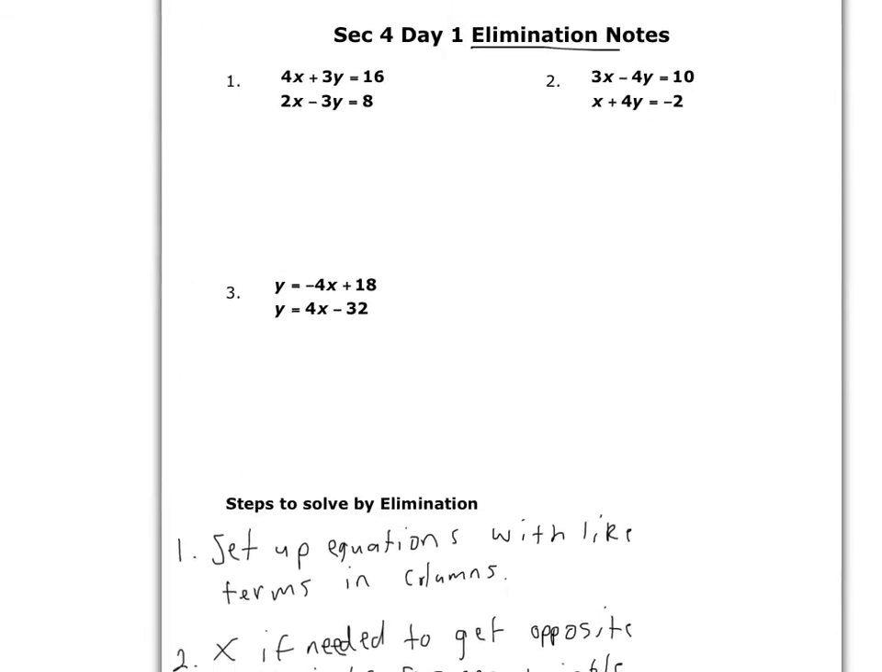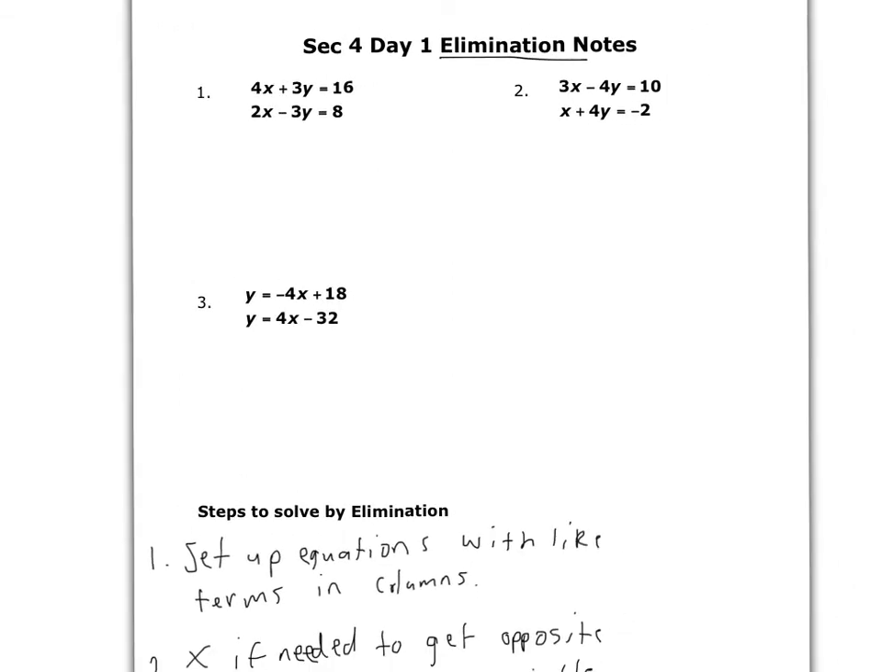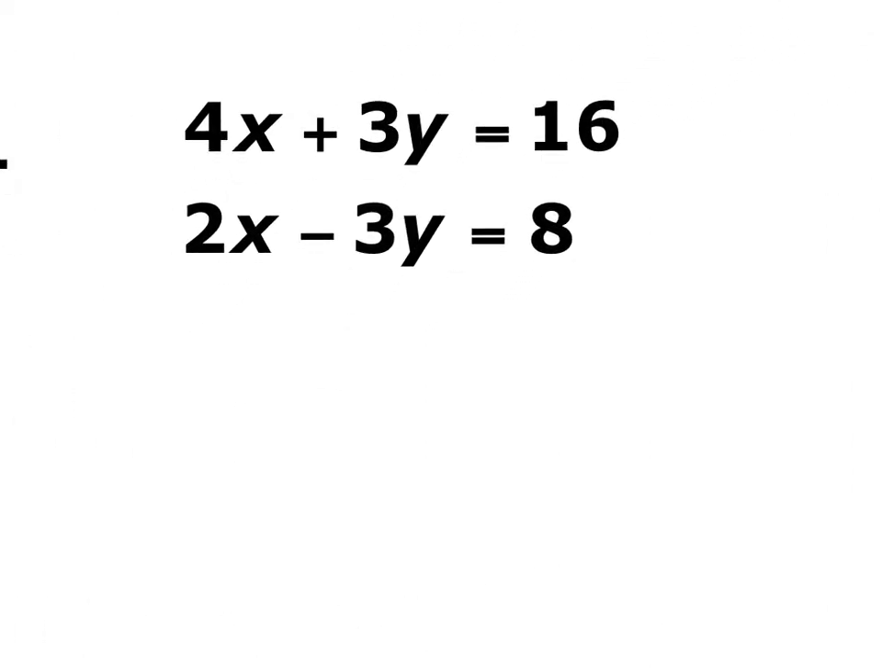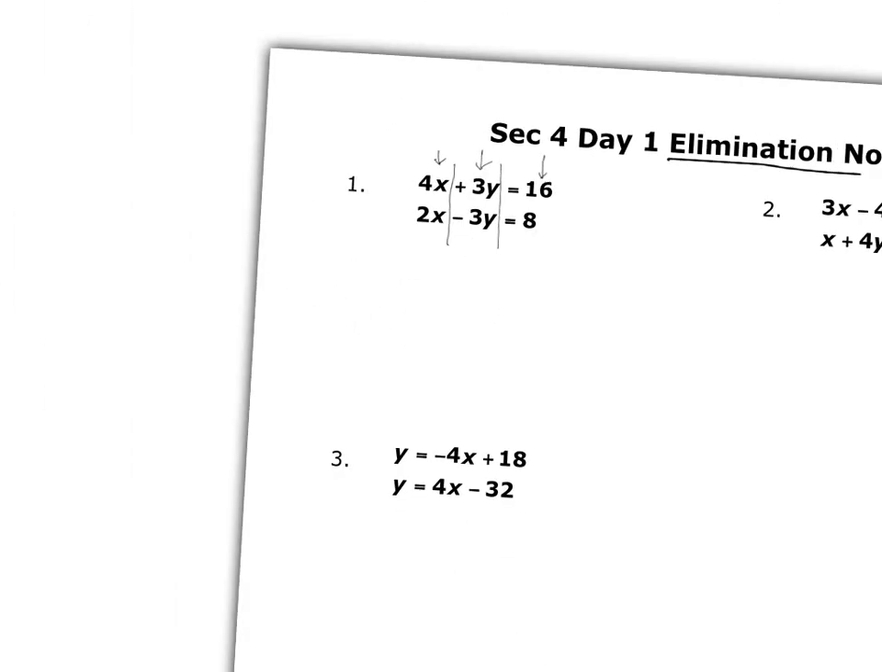All right, so number 1 up here, we know that our first step is to set up equations with like terms in columns. What that means is that you should have your x's in one column, your y's in another, and whatever's left on the other side of the equation. These should all be lined up, and that is the case. So step 1 is done.